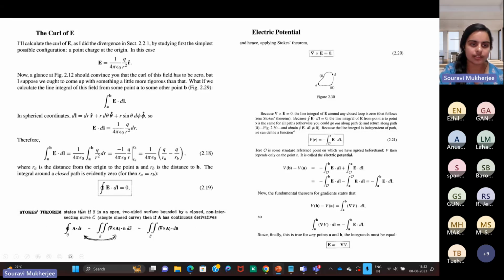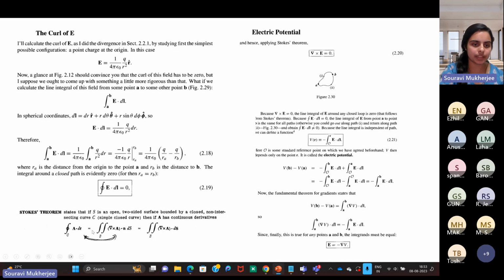Here we make use of this theorem. Just like the divergence theorem, which relates the surface integral with the divergence of a vector quantity, here we relate the surface integral of the curl of a vector quantity with the line integral. So now we know that the closed integral of E dot dl is equal to 0.